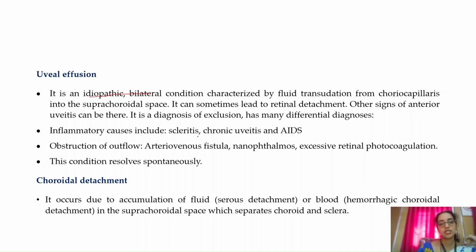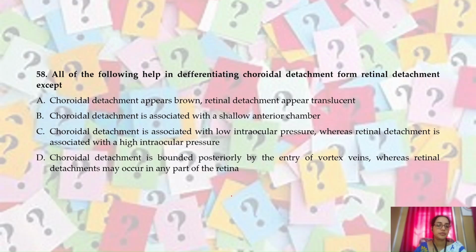So what are the causes of uveal effusion? Inflammatory causes like chronic uveitis, scleritis, and AIDS. Obstruction to the outflow may be due to AV fistula, nanophthalmos, excessive PRP, and if none of these conditions are seen, we label it as idiopathic, which resolves by itself. Chronic choroidal detachment is the detachment of choroid from the underlying sclera. It can be due to serous fluid or due to blood.